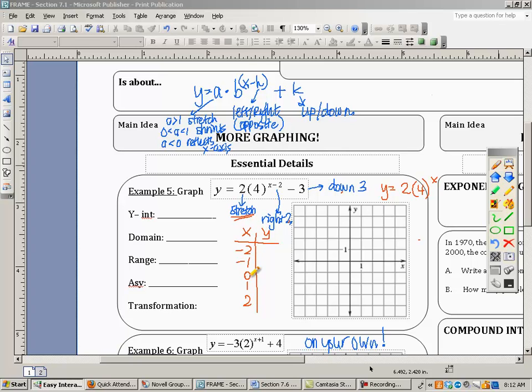Let me start with 0. 4 to the 0 power is 1. 1 times 2 is 2. 4 to the first power is 4. 4 times 2 makes 8. 4 to the second power is 16. 16 times 2 is 32. Obviously, we're not going to be able to graph all of these, but that's okay. 4 to the -1 is 1/4 times 2 is 1/2. And 4 to the -2 is 1/16 times 2 is 1/8, which is 0.125.